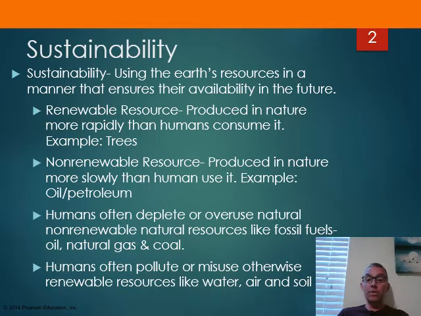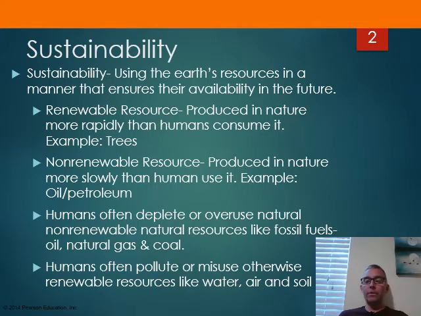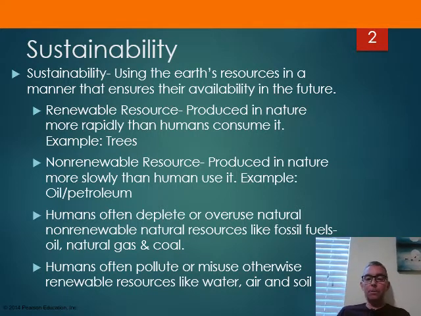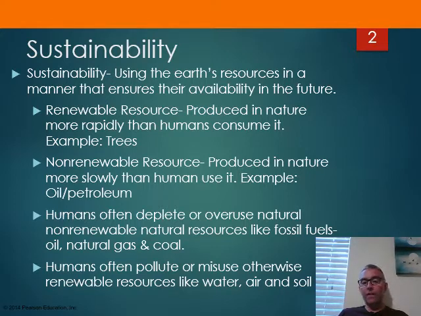If you are using up clean water, aquifers, the water trapped underneath the ground too, if you're overusing those, the future generations are not going to have that same resource available to them. So therefore that practice is not sustainable. Make sure that's clear in your notes. Humans often deplete or overuse these natural resources like fossil fuels and coal and natural gas, to the point that there won't be any left for future generations.